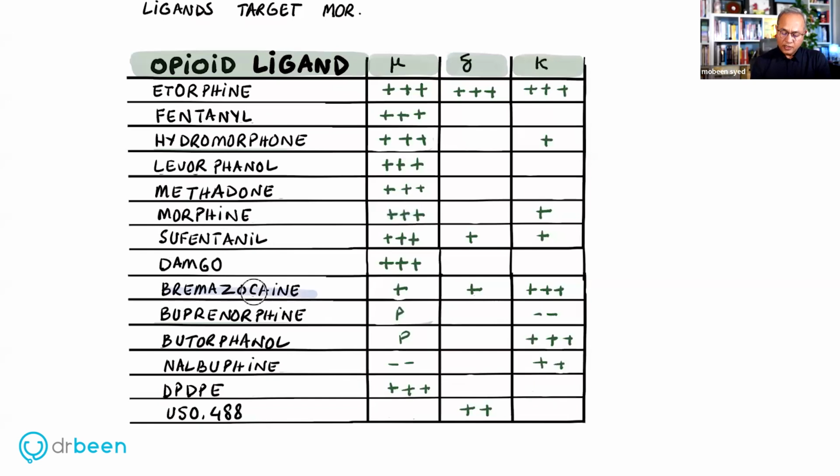Then if you see here, bremazocine, mostly on kappa. Buprenorphine, partial agonist, not complete agonist, and also suppresses kappa. Butorphanol, partial agonist and activates kappa or is agonist to it.